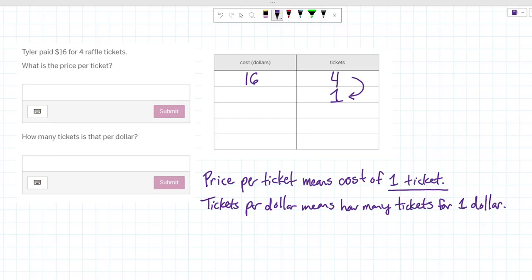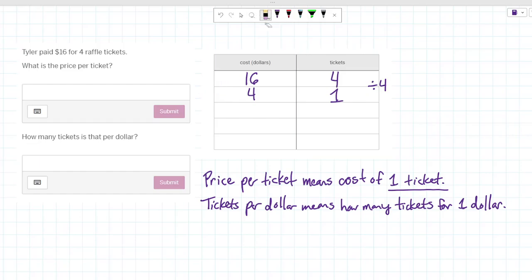Well, 4 divided by 4 is 1. So we know that on the left-hand side, what do we need to do? Well, we should take 16 and divide that by 4. So what is 16 divided by 4? That's 4, because 4 times 4 is 16. So the price per ticket would be $4.